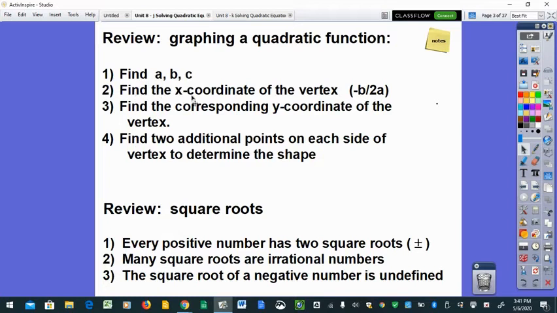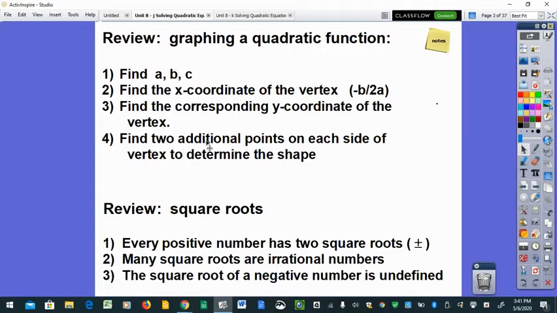We know that the x-coordinate of the vertex is negative b over 2a. We know that the a will tell us whether it opens up or down and give us an idea about the width of the function compared to the parent function. We can get the x-coordinate, negative b over 2a, of the vertex, and then if we put that x value back in, we can find the y-coordinate.